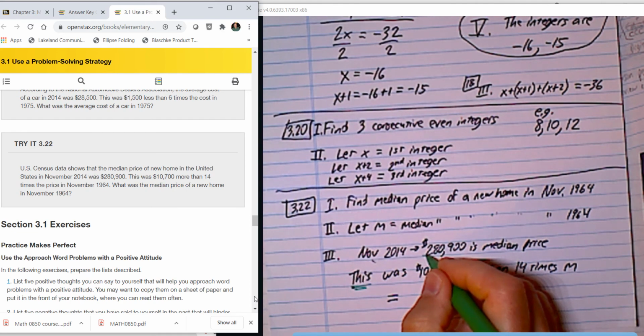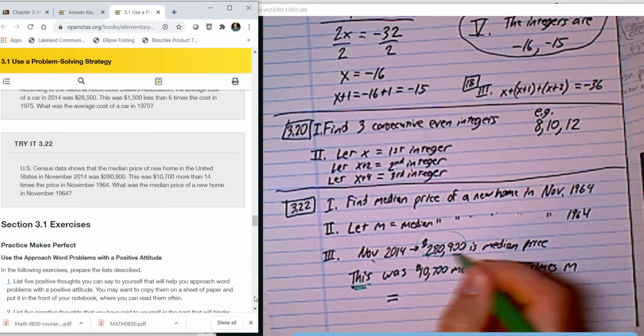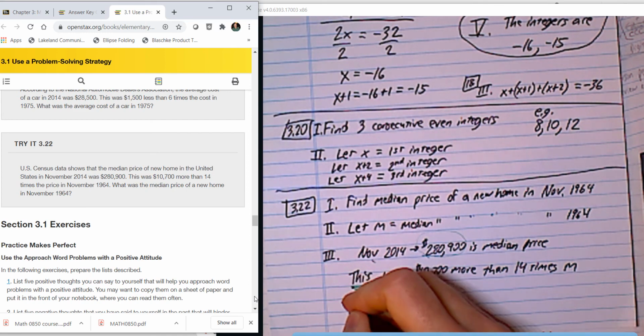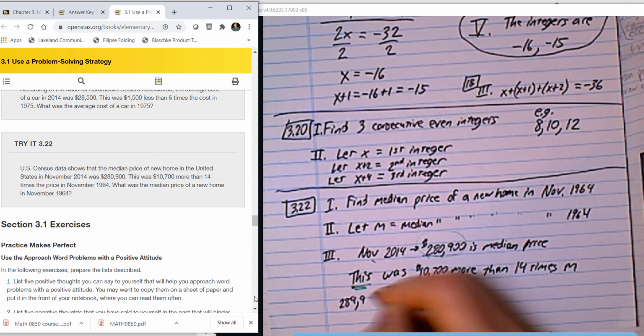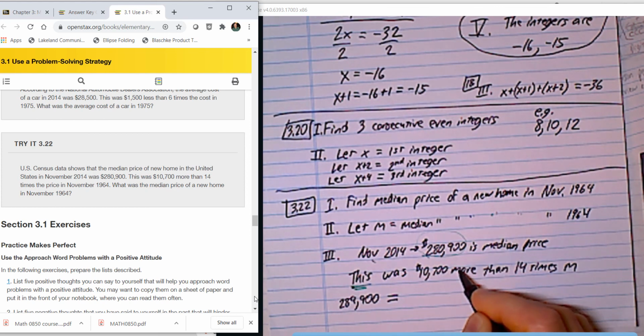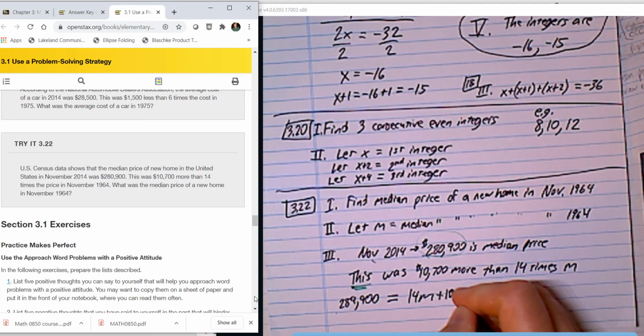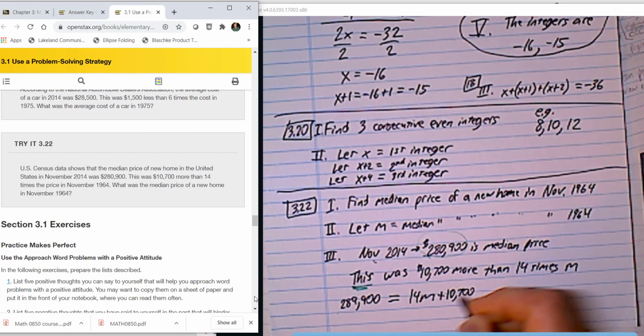Well, this $280,900, if that's the median price, that's what goes here. $280,900 was 10,700 more than 14 times M. So take your 14 times M. Are those equal? No. This one's bigger than that. How much? Well, 10,700. So if I add that to this side, now I have an equation. And that's step 3. I think you guys can do the rest.